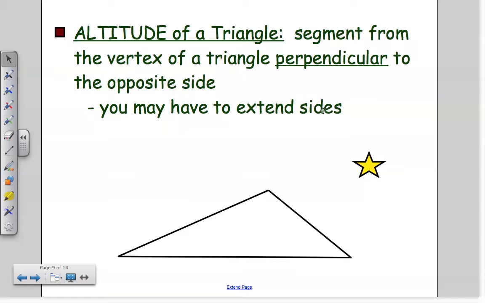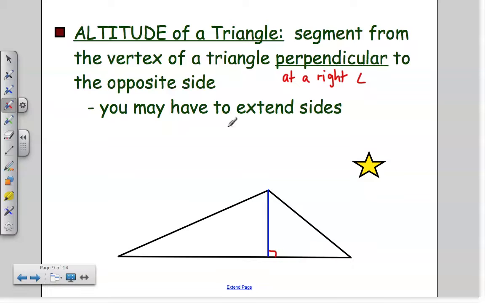And I made a note here that you might have to extend the sides for this to work. And I'm going to jot a note down, remember perpendicular at a right angle to the opposite side. So let's see if I can create my first altitude here. If I go from this vertex, I have to go at a right angle to the opposite side, which here means I just drop it down. And if I mark it as such, there you go, you have an altitude.